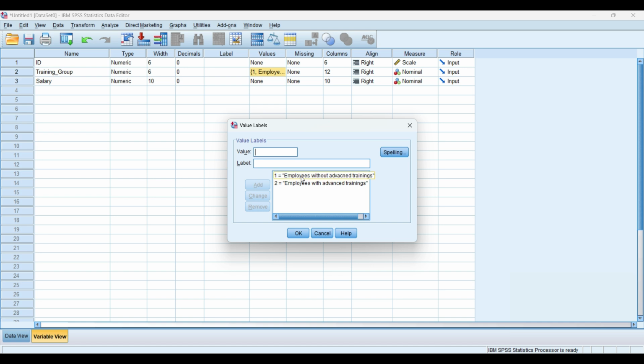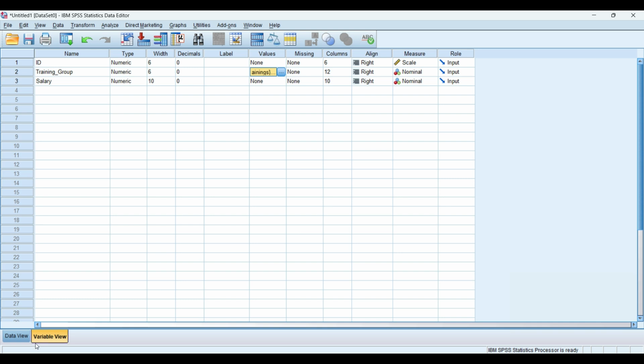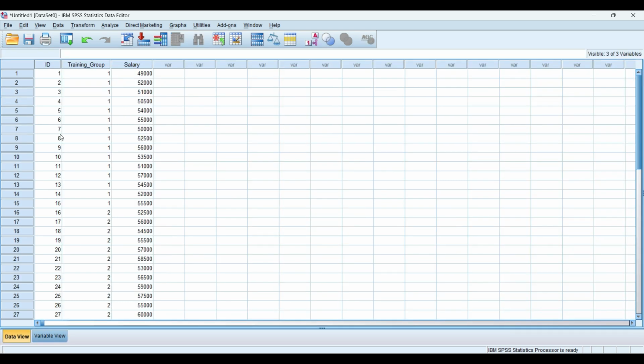Group 1 is employees without advanced training and group 2 is employees with advanced training. So we'll click on OK. Now we go back to data view. So you can see the ID of the participant, because there are 30 employees, the training group with 1 and 2 coded, and the salaries of all 30 employees.